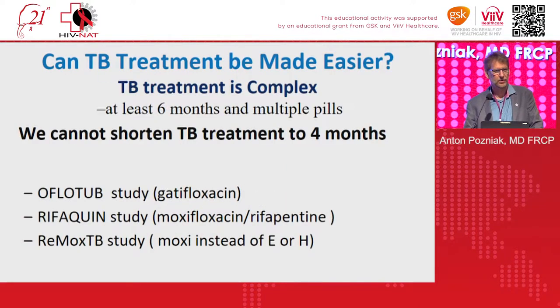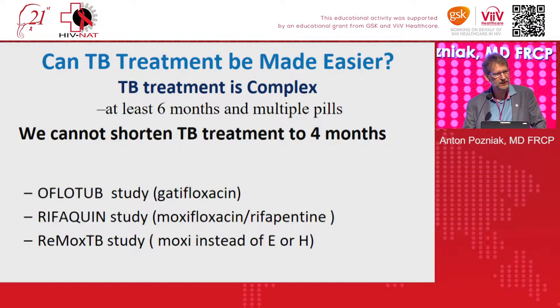So first of all, we have been trying for a long, long period of time to make TB treatment easier. At the moment, for drug-sensitive TB, you all know this because you treat TB, 6 months and multiple pills. You're lucky, guys, because at least you have isoniazid 300 milligram. We don't have that in the UK. We have to use 100 milligram pills.